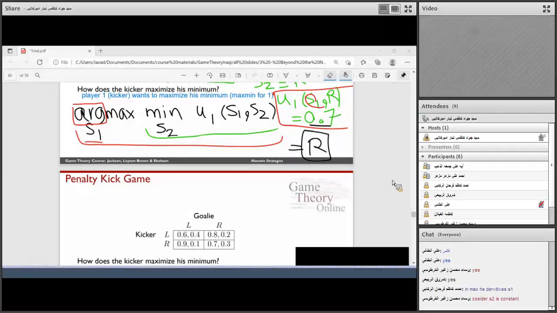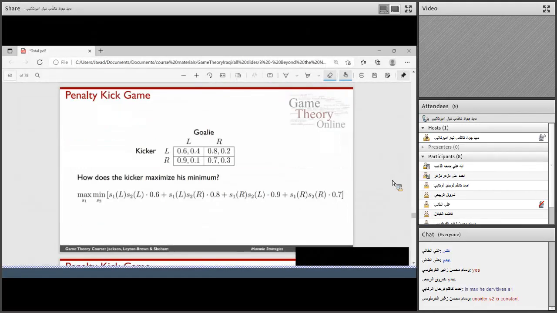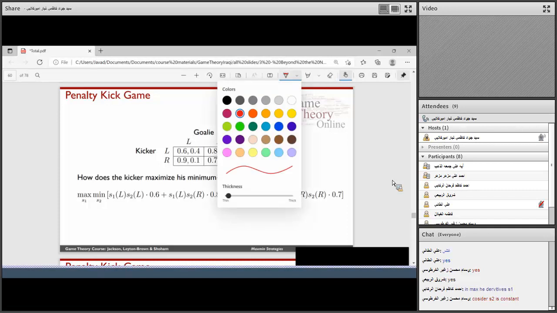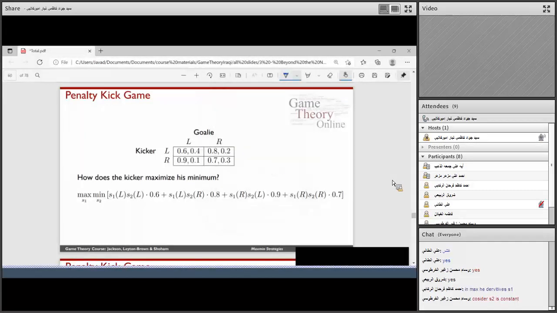Okay, so to solve the max-min using mixed strategies, which is what we call it when we play multiple times, we're going to do it this way, just like the min-max. We start with different combinations. How does the kicker maximize his minimum? So the kicker wants to maximize his minimum.